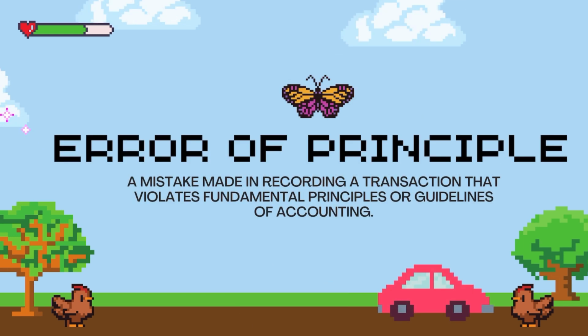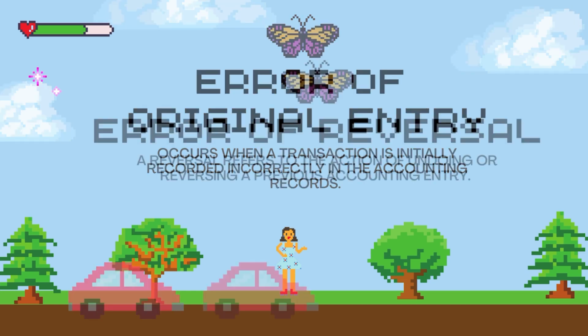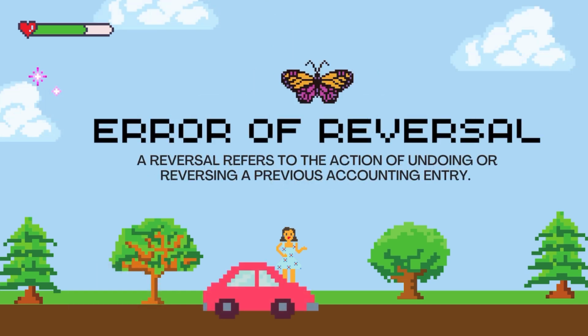Next, error of principle, a mistake made in recording a transaction that violates a fundamental principle or guideline of accounting. After that, she saw error of original entry, which occurs when a transaction is initially recorded incorrectly in the accounting records. Next, she saw error of reversal. A reversal refers to the action of undoing or reversing a previous accounting entry.